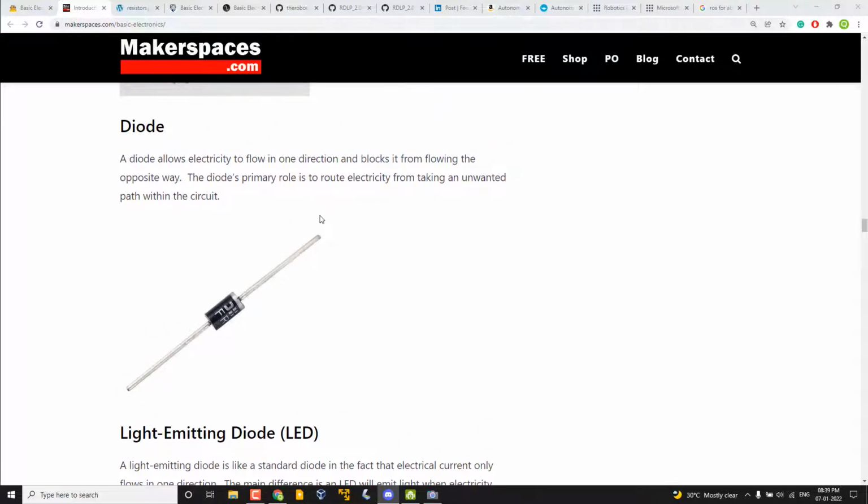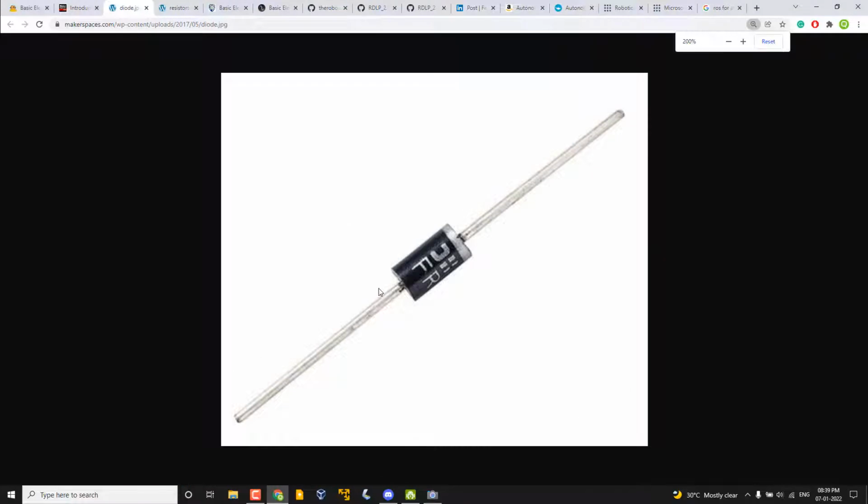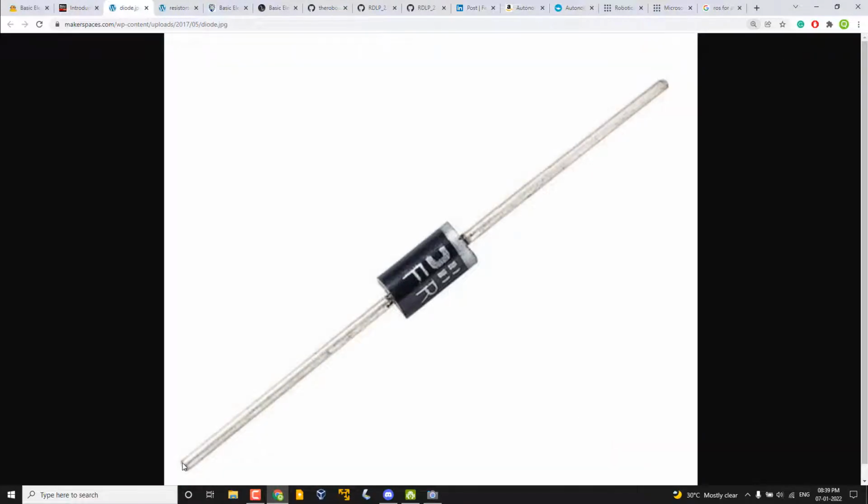Okay, which is an interesting thing. It can detect the direction. For example, it will conduct, or it will allow the charges, in a specific direction. For example, here you can see the diode. This is a simple diode, so it will allow the flow in one direction. Reverse direction is not possible.